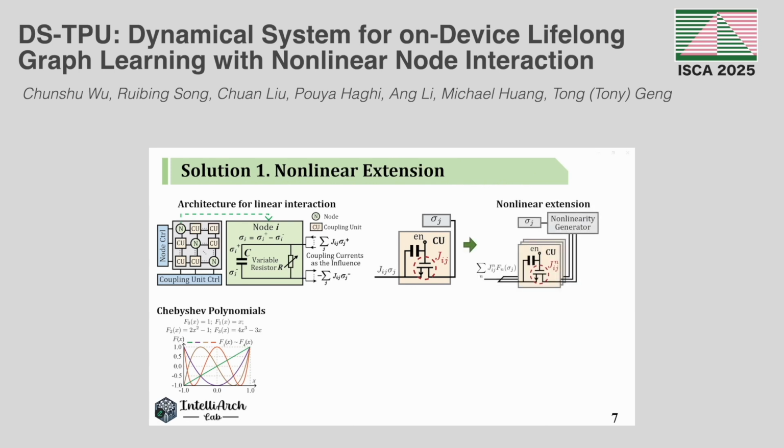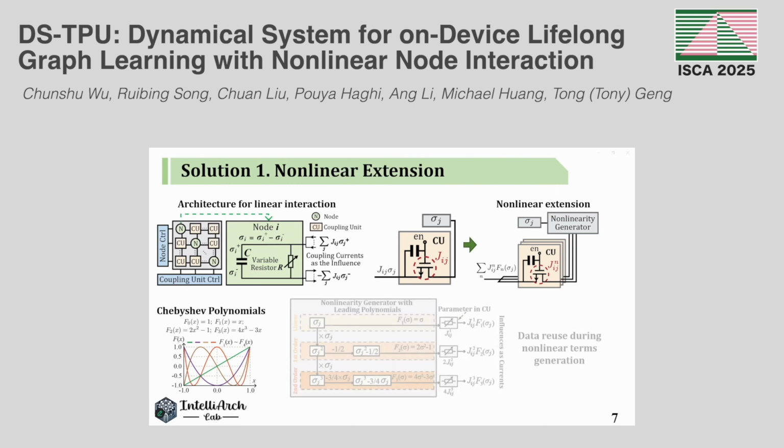To perform nonlinear extension, we use a nonlinear generator to produce separate terms and embed the coefficient for each term into a coupling unit. Eventually, we combine the influences for all the Chebyshev polynomial terms as a summation. The nonlinearity generator with the first 3 polynomial orders is shown in the figure below, where the sigma j signal can be efficiently reused.